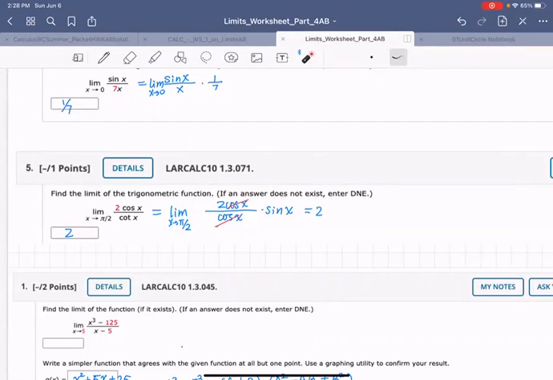We get Angela, Olivia, correct answer. Very good. Claire, that's right. Very good. Aiden, correct.